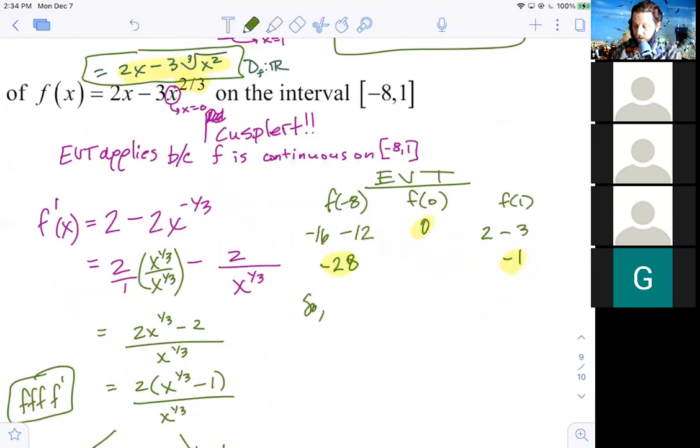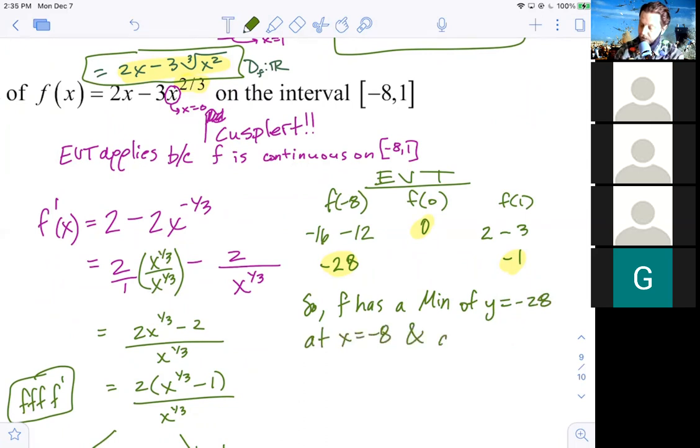Okay, so f has a min, and again, this is an absolute min, a global min of y equals -28 at x equals -8, and a max, a global max, an absolute max of, and this is kind of funny, what's the biggest y value on that interval? 0, right? Some people who are in severe debt would just love to get back to 0, right? Of y equals 0 at x equals 0. So there's your EVT.